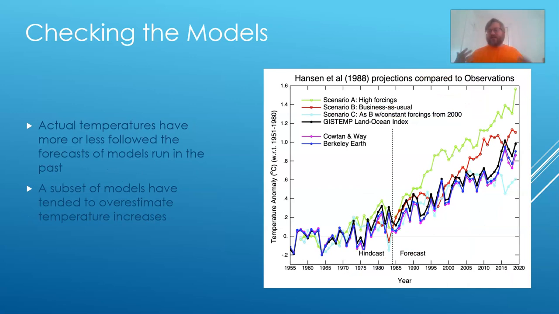Okay, so we can check our models by hindcasting. We can also check models as they go into the future by keeping an eye on the actual data. And so we can look at older models and see how well they actually predicted things. Should we have been taking those models seriously back when they came out, when they were forecasting things? Because did we actually experience the things that those models were telling us we were going to have?